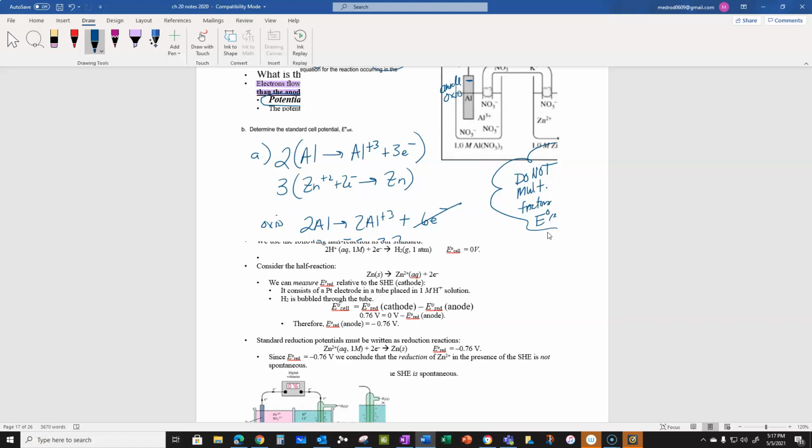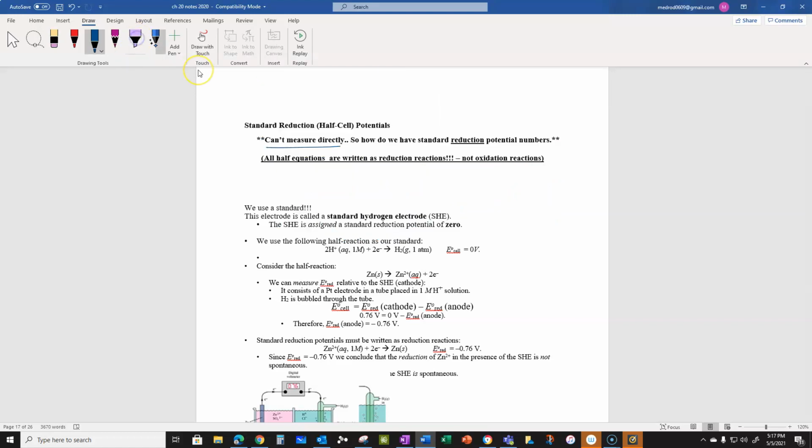There's just no way. So the scientist involved with this created a standard, and the standard is called the hydrogen electrode. So all these half reactions are written in reduction form, not in oxidation. So don't flip any signs, as long as you want to subtract. So the standard hydrogen electrode. And the problem is, well, hydrogen's a gas. How do you even do an electrode for a gas?